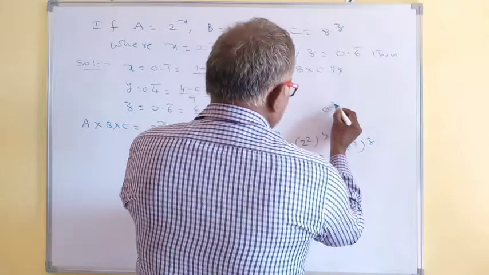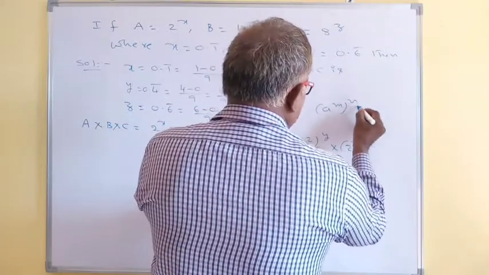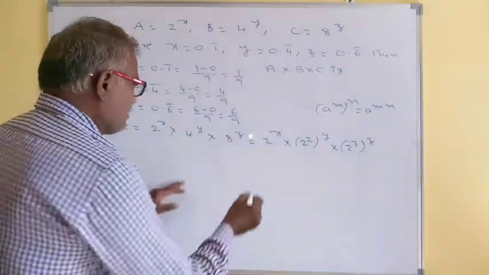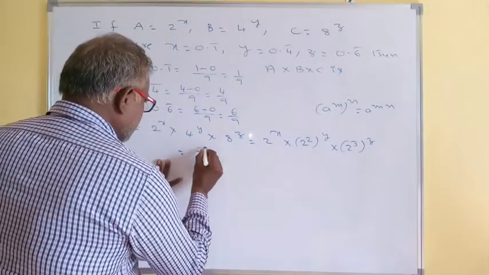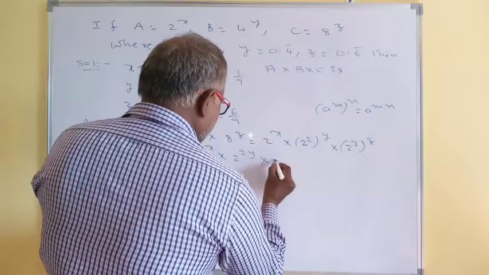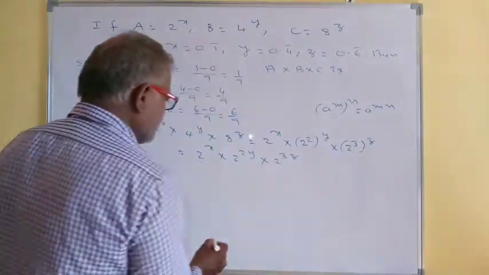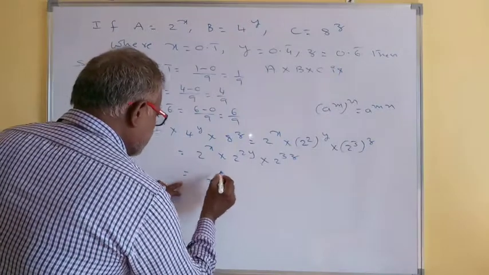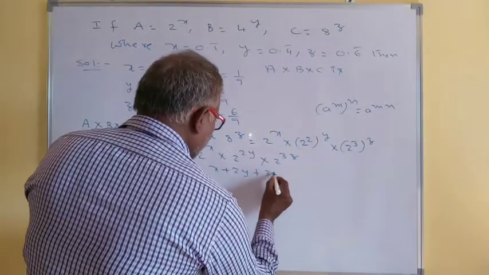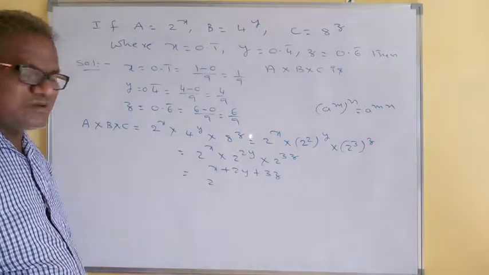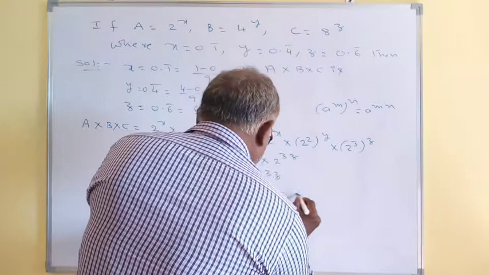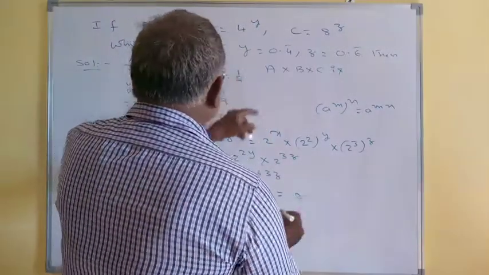So here we have to use the formula (a power m) whole power n is equal to a power m into n. That means 2 power x into 2 power 2y into 2 power 3z. That means 2 power x plus 2y plus 3z. Okay. Now you see, so 2 power, what is x value?